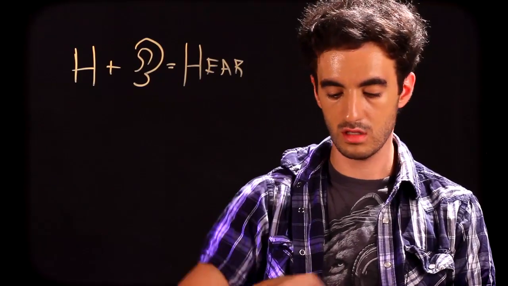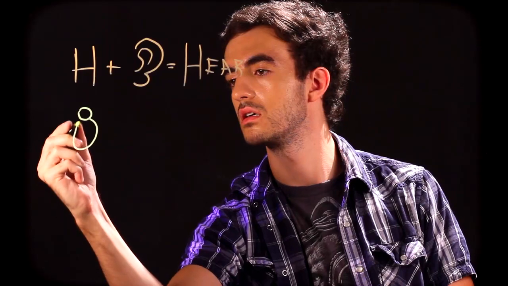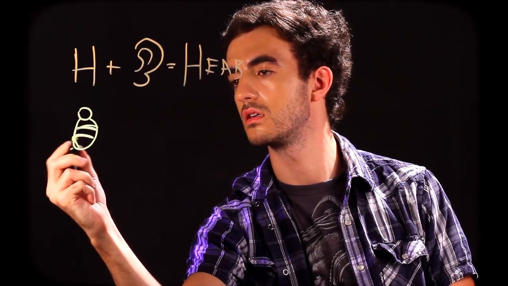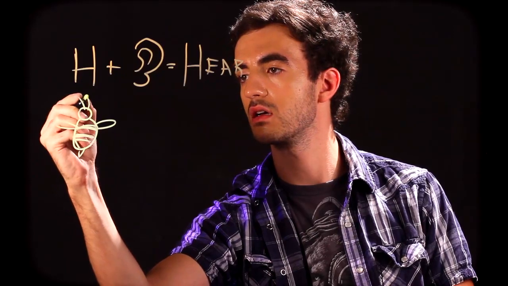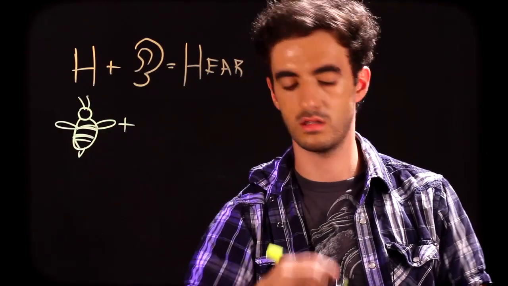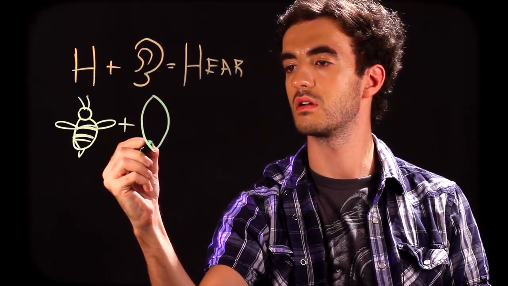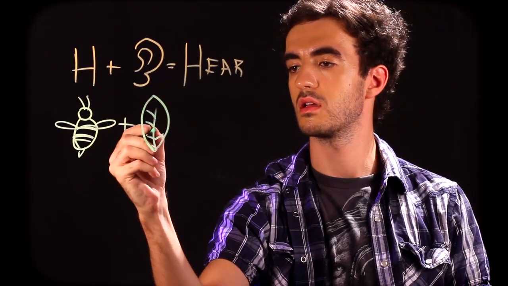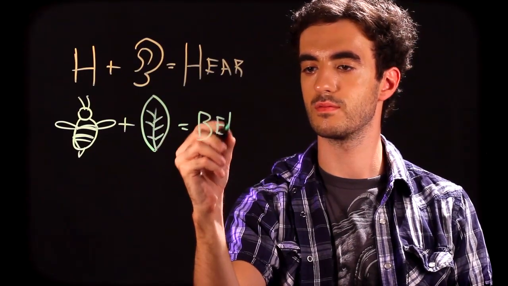Another example would be to draw a B, wings, stinger, antenna, plus a leaf equals belief.